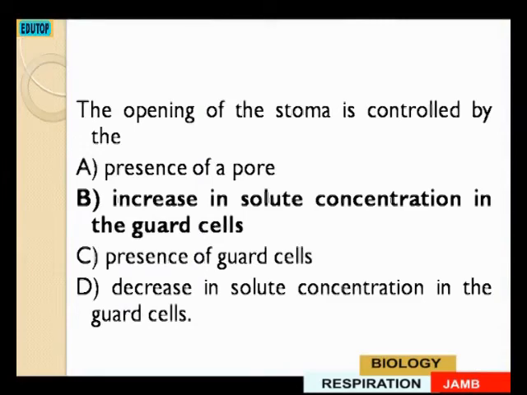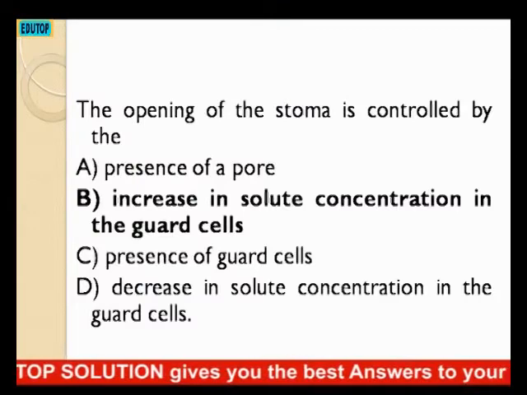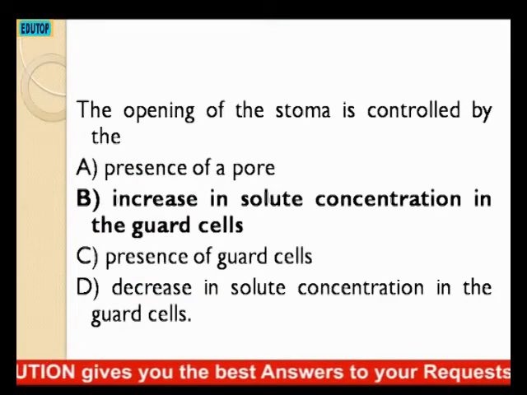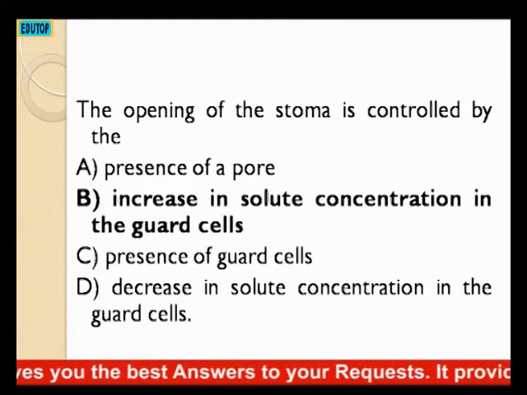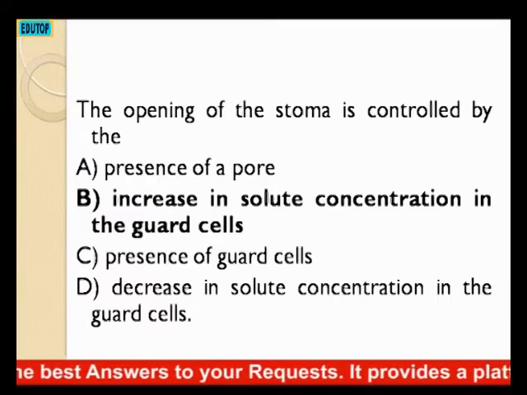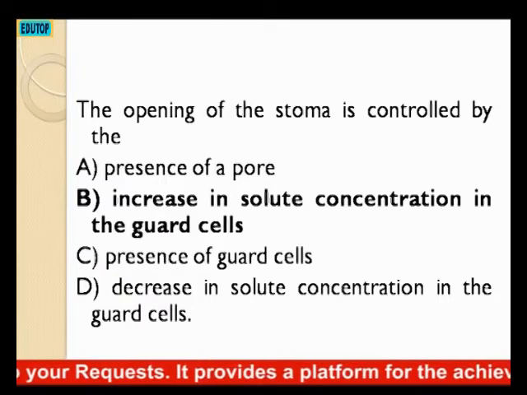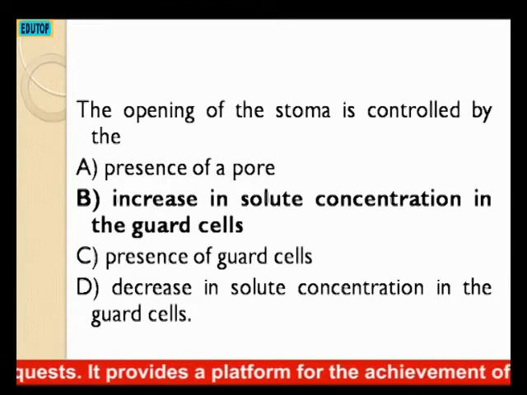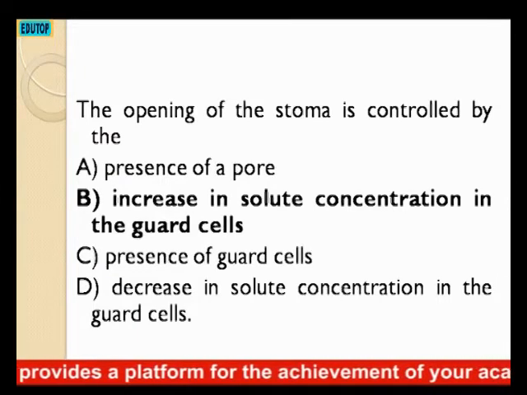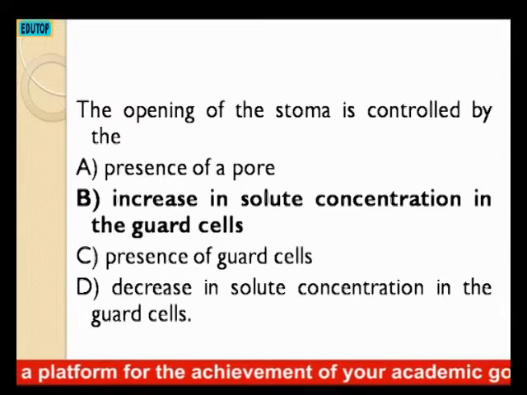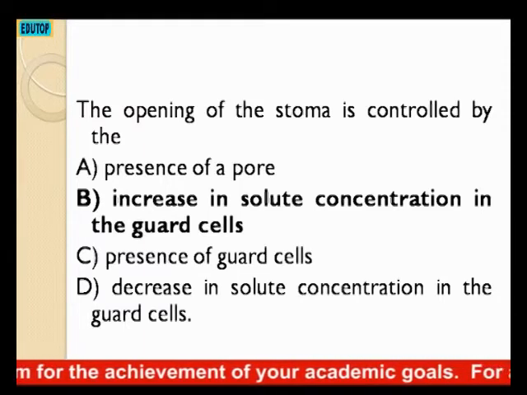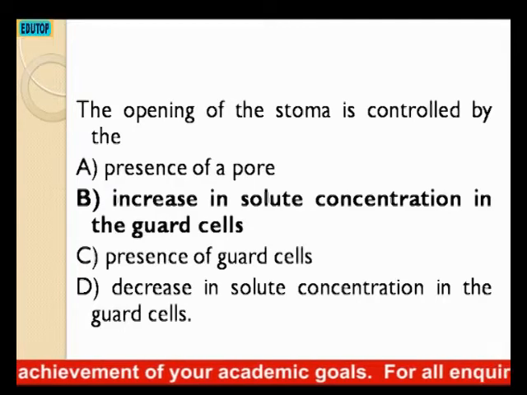The next question: the opening of the stoma is controlled by what? That is in leaves of plants. We have the stomata in the leaf of plants, and that is the organ of respiration, the opening and closing of the stomata. What controls the opening and the closing of the stomata? A, presence of a pore. B, increase in solute concentration in the guard cells. C, presence of guard cells. D, decrease in solute concentration in the guard cells.